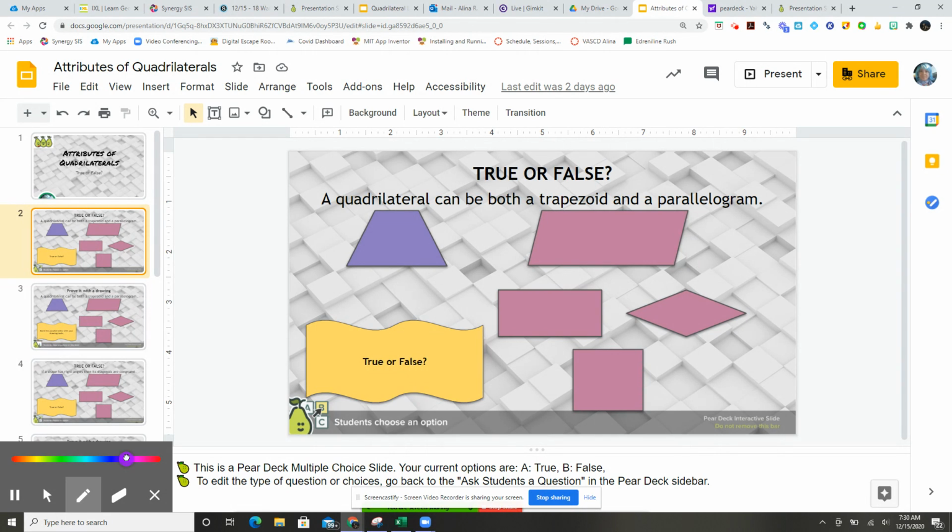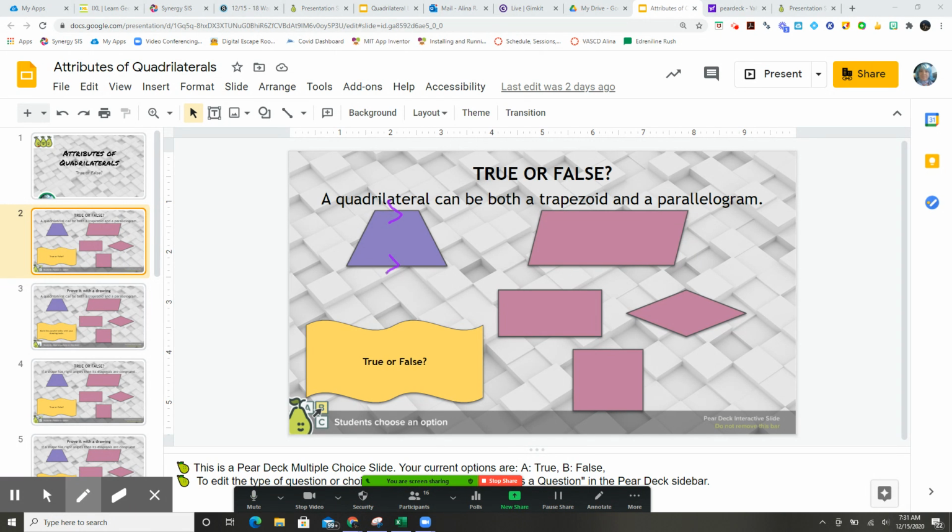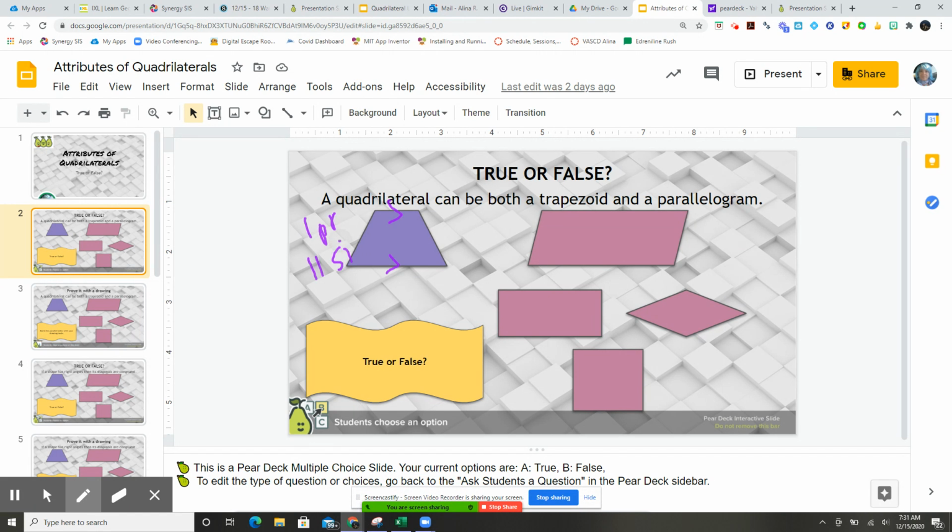This purple guy's a trapezoid, right? He's got one pair of parallel lines. So trapezoids have one pair of parallel sides, right? All of these pink ones over here are parallelograms. They've got two pairs of parallel sides.